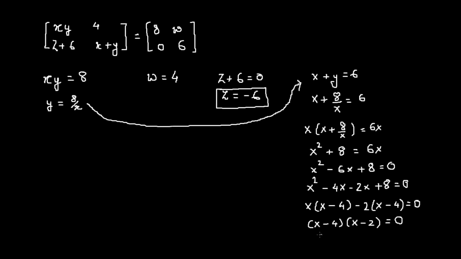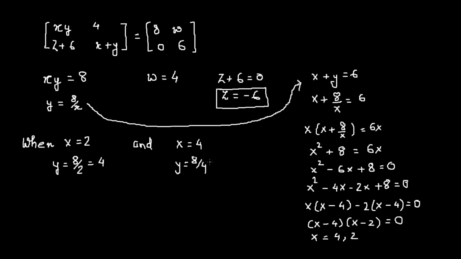So we solve this equation. That would give us x equals 4 or 2. So now we have the value of x as 4 and 2. Now we have to find out the value of y. So let's use this. When x equals 2, y would be 8 over 2, which equals 4. And when x equals 4, then y equals 8 over 4, which will give us 2.